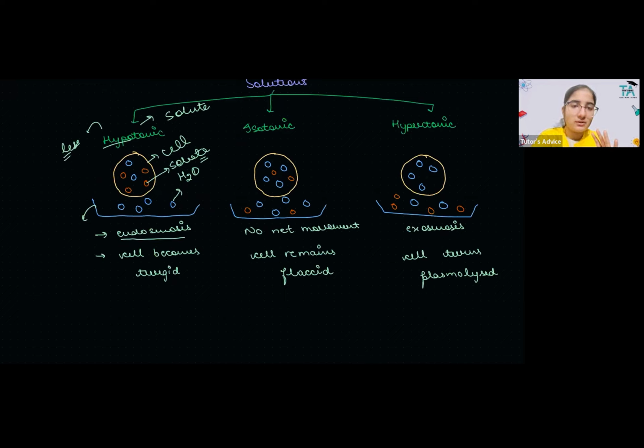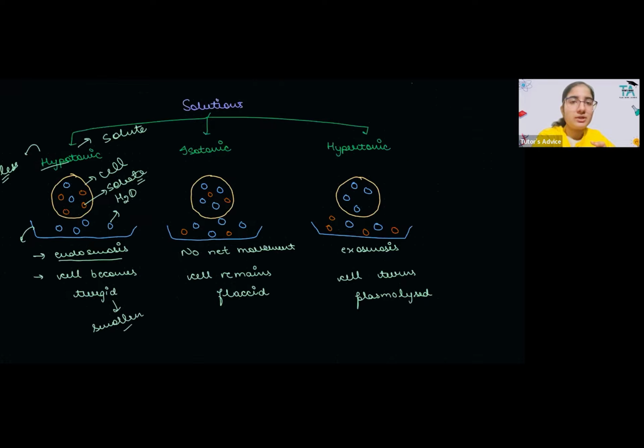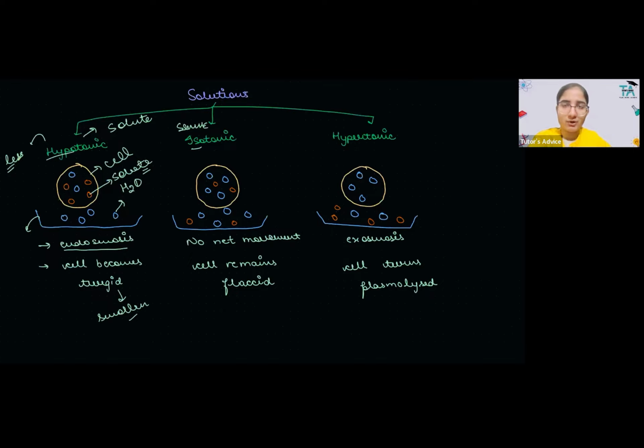Then we have isotonic solution. Iso means same, same tonicity. What is the meaning of same tonicity now? Same amount of solute and same amount of water outside and inside the cell. The cell has the same number of water molecules, and outside the cell in the solution we also have the same number of water molecules. So in this case, when water is not having any concentration gradient, there will be no movement. We are going to have no net movement, and the cell will remain flaccid. Flaccid means in its normal condition.